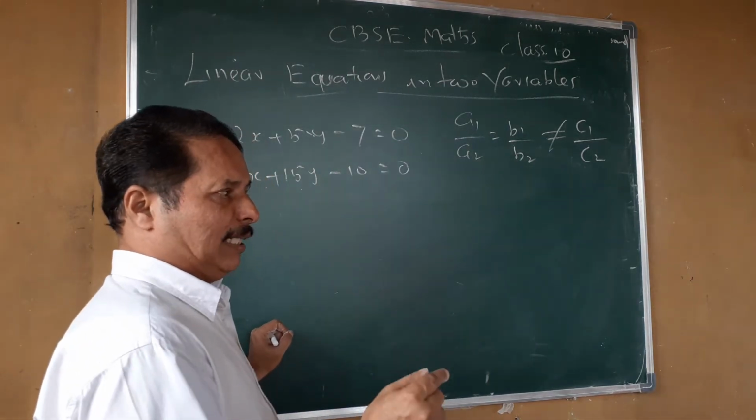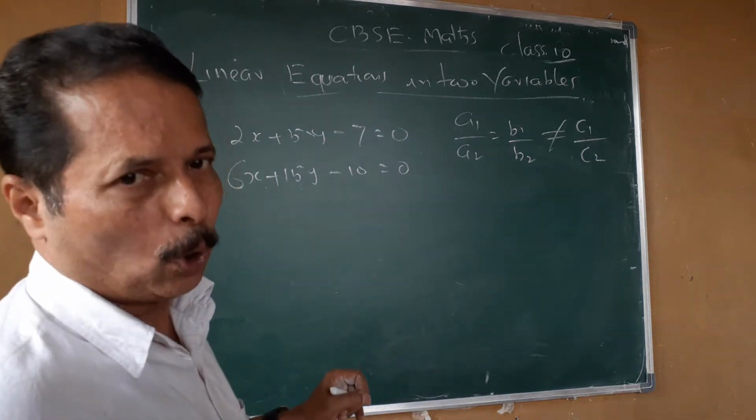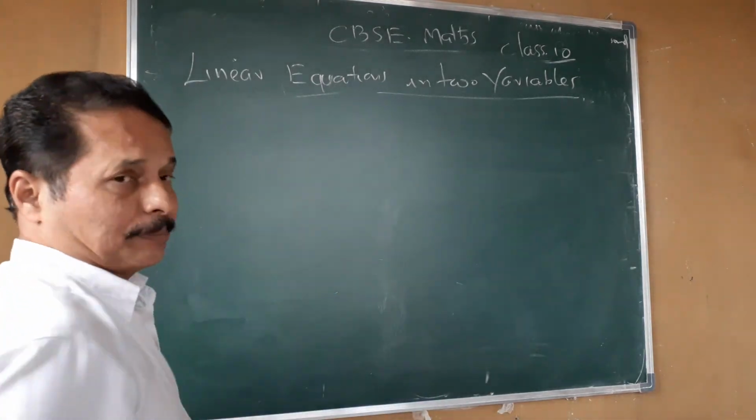Your question is to write the characteristic of the solution. Your answer is there is no solution. There is no solution. It is inconsistent. That means not consistent.